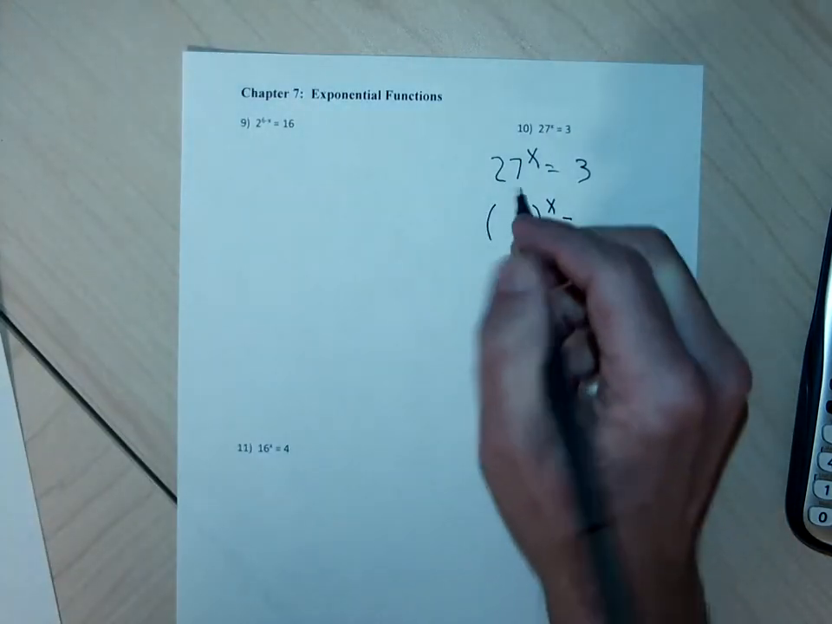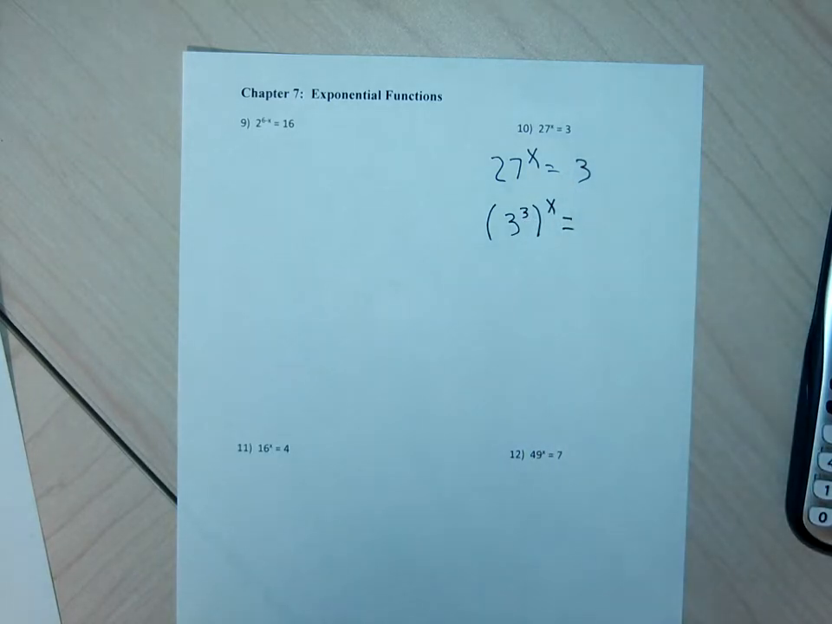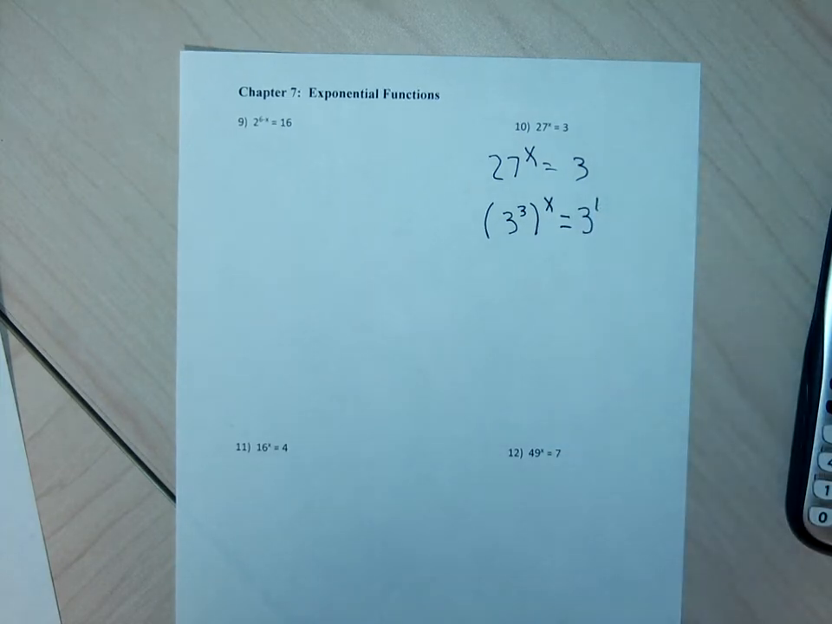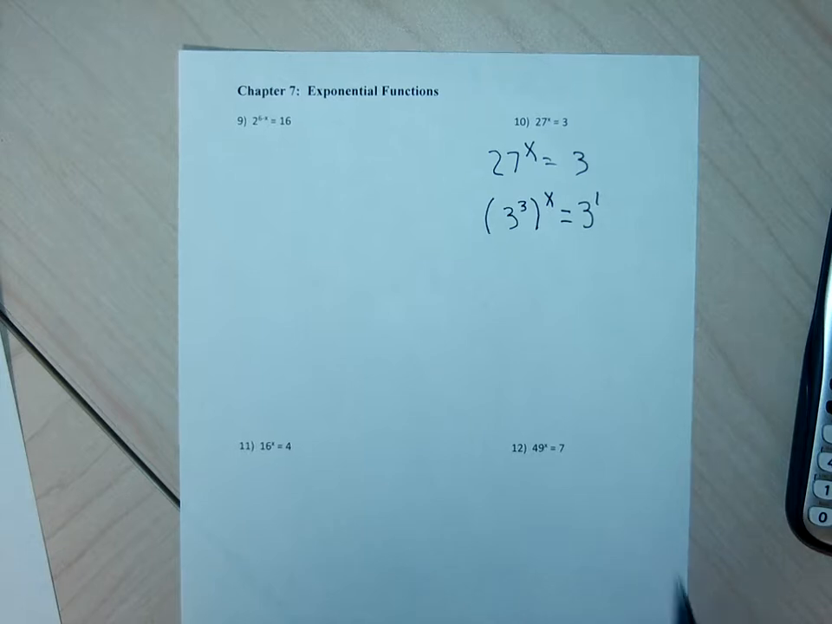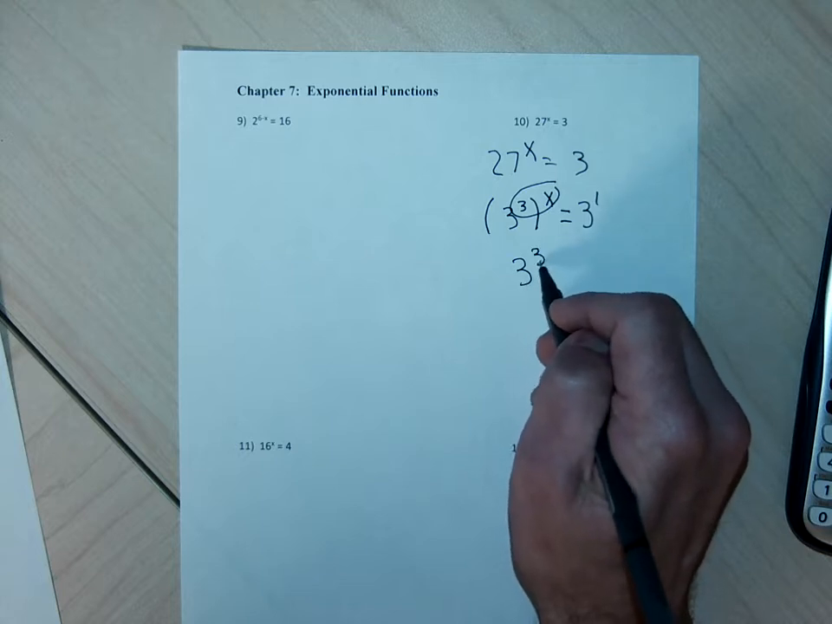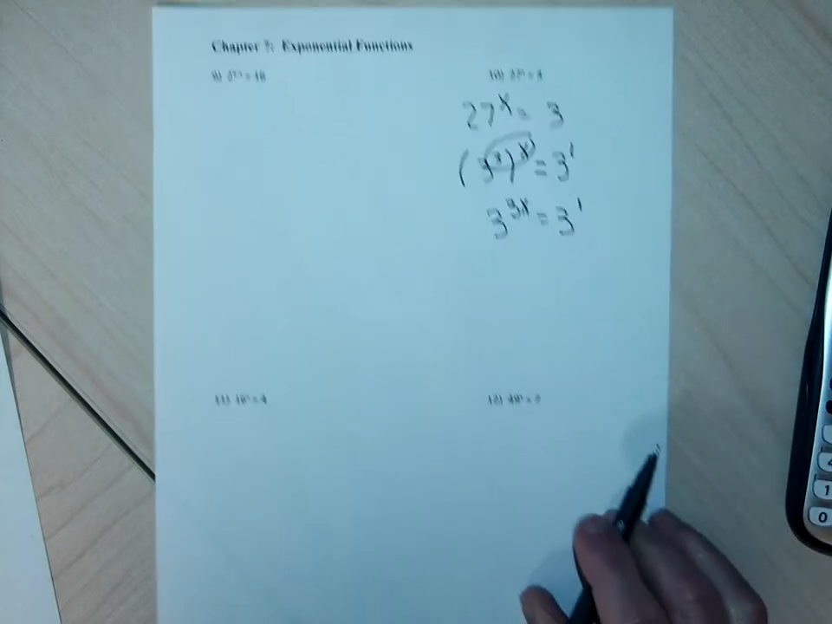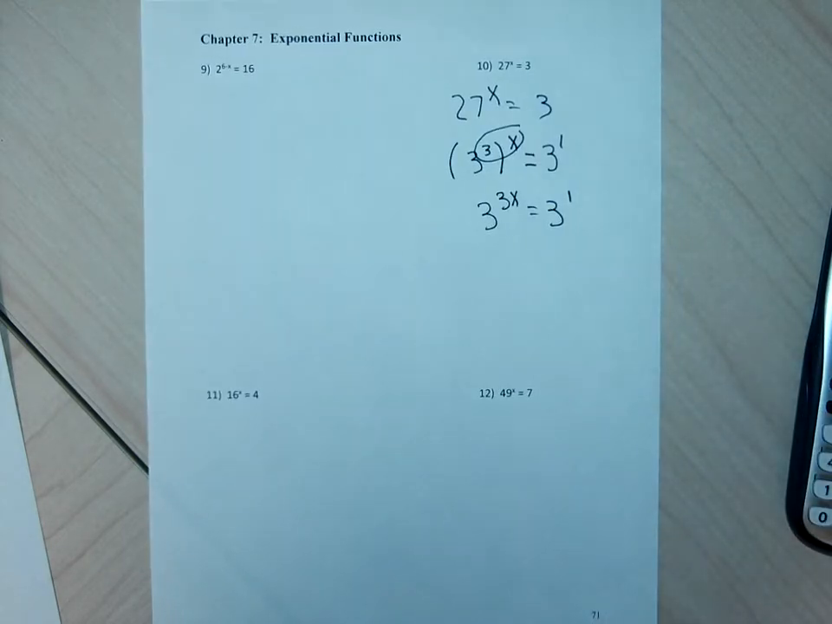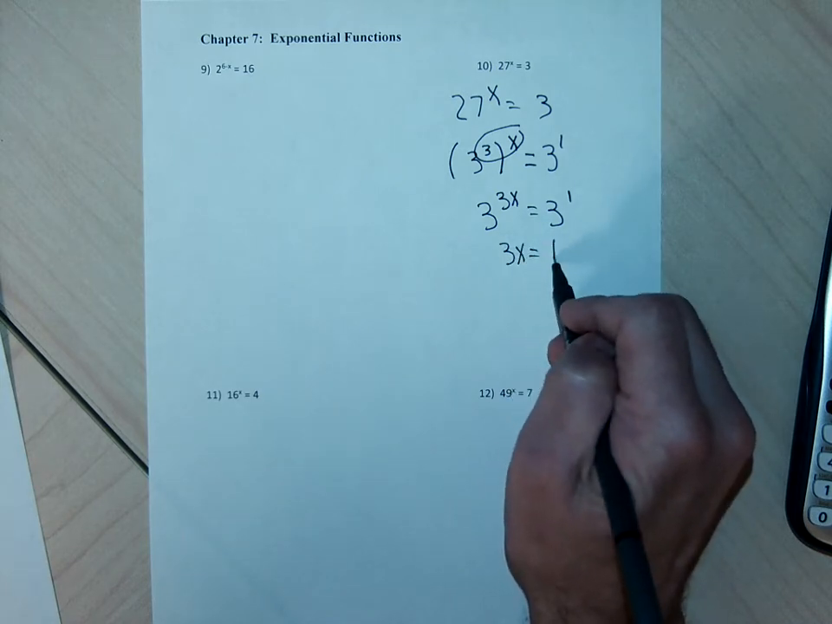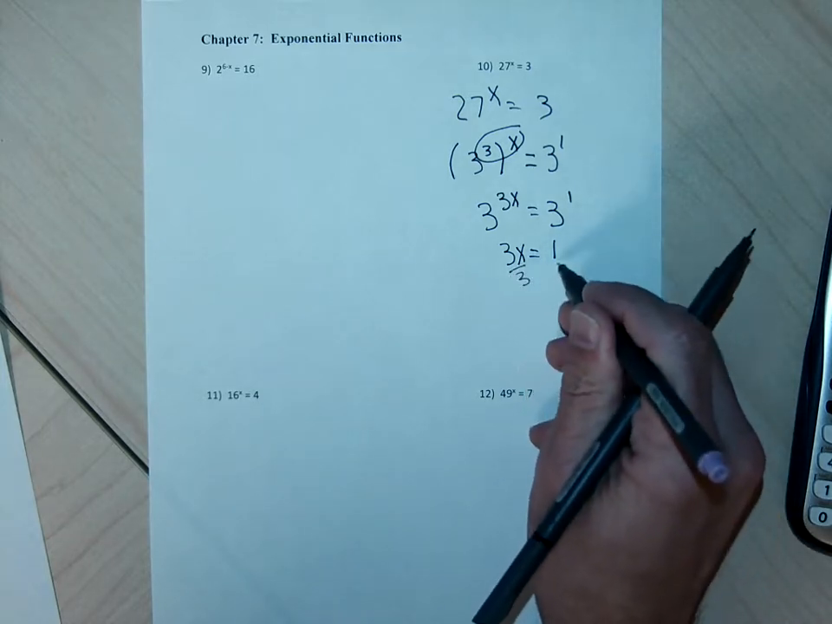So the left-hand side, I'm going to write in a parentheses 3 cubed to the old exponent of x. And on the right-hand side, that 3 doesn't have an exponent. It has an implied exponent of 1. To clear the parentheses on my left-hand side, I'm going to multiply the exponents and get 3 to the 3x power on the left-hand side. The right-hand side's going to say 3 to the first. Once I can get both sides written with the same base, I can drop the bases and set the exponents equal to each other, and then do the algebra to isolate the x. The algebra to isolate the x here is just dividing by 3.